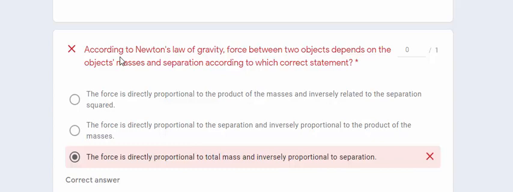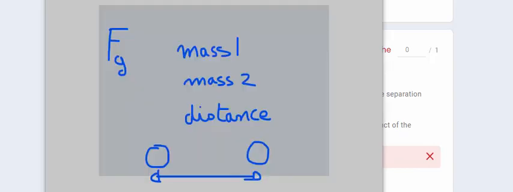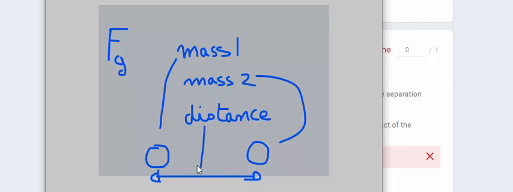This question asks, according to Newton's law of gravity, force between two objects depends on the object's masses and separation, according to which correct statement? Remember, the force of gravity is a force between any two masses. Like this one here is mass 1 and this one here is mass 2, separated by a distance.